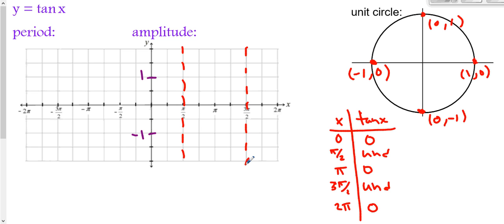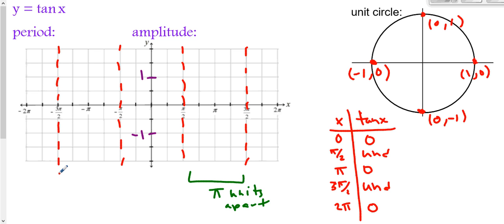Okay, these vertical asymptotes are pi units apart. So we could put others in place as well. Every pi units, we're going to have another vertical asymptote. So there's one at x equals -pi over 2. There's one at x equals -3 pi over 2. And if we were to keep going beyond what we're doing here, we would just continue to have infinitely many vertical asymptotes.